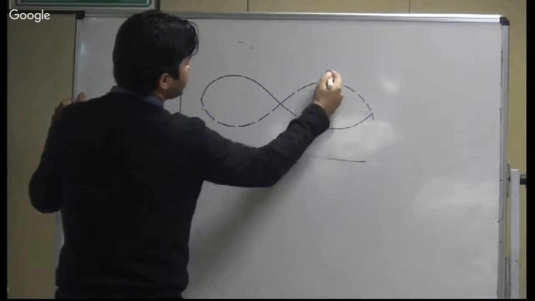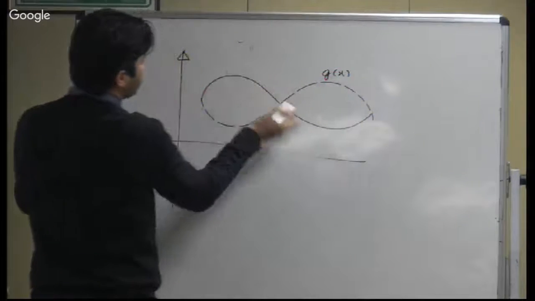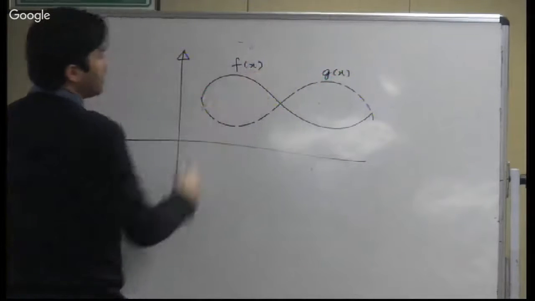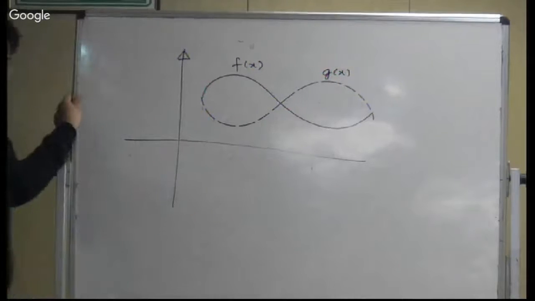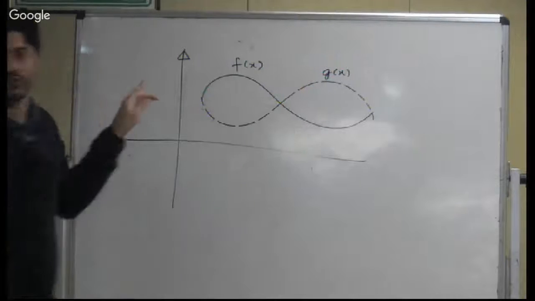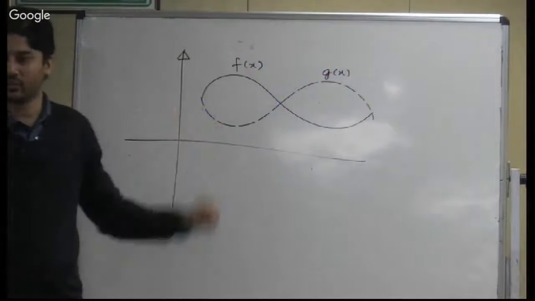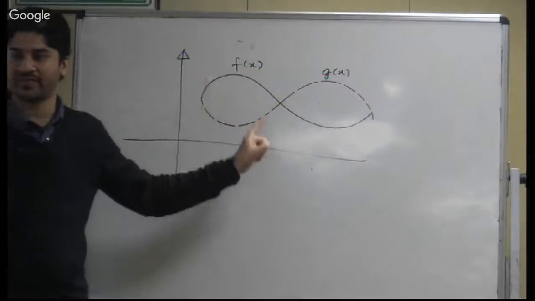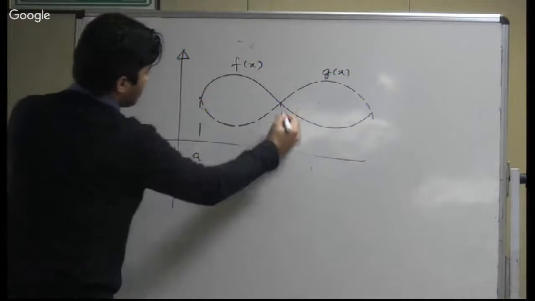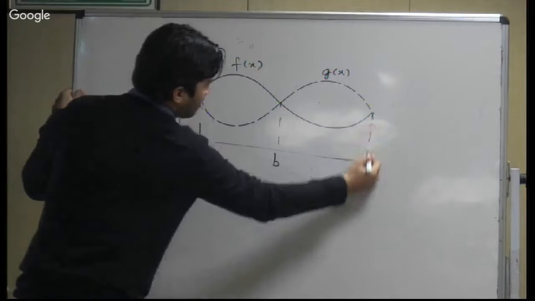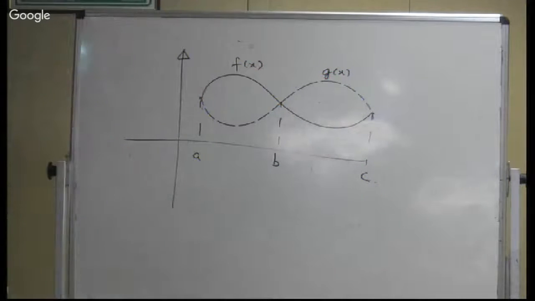The broken one is gx, and the direct one is fx. This is the broken graph of gx, and the continuous graph is of fx. It's not a broken graph. I have just shown it to differentiate between fx and gx. Now, if I say this point as A, this as B, this as C, what will be the area?